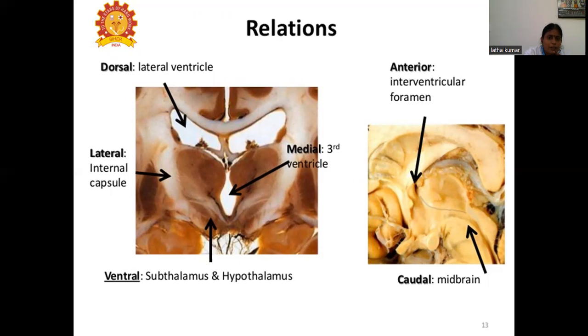The superior surface forms the major part of the floor of the lateral ventricle. The inferior surface, anteriorly, is related to the subthalamus and hypothalamus, and posteriorly to the ventral thalamus. The medial surface forms the major part of the lateral wall of the third ventricle, and the lateral surface is related to the internal capsule.